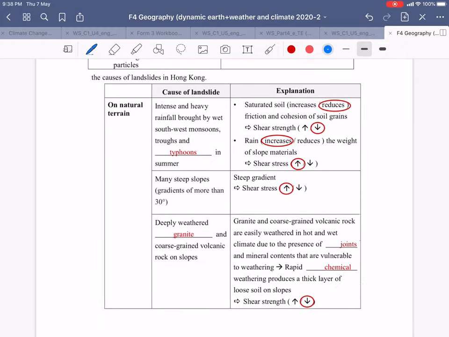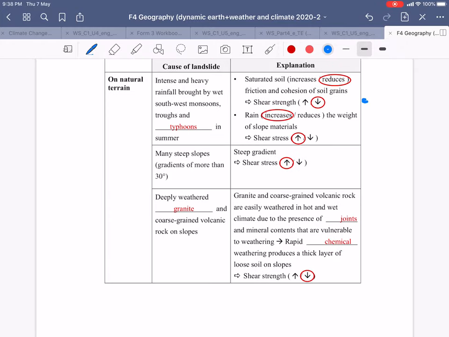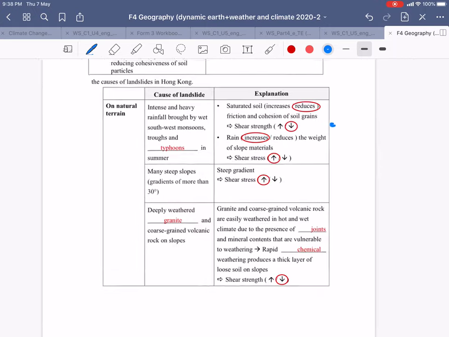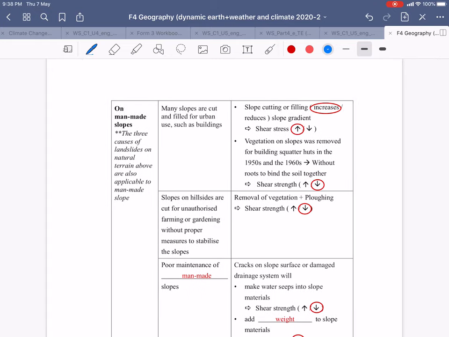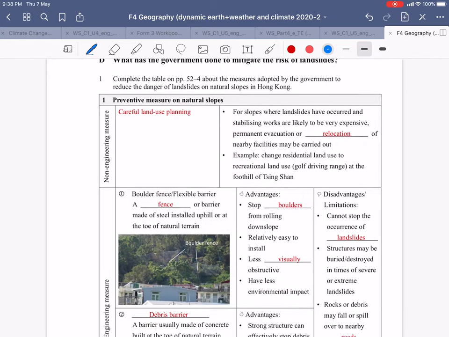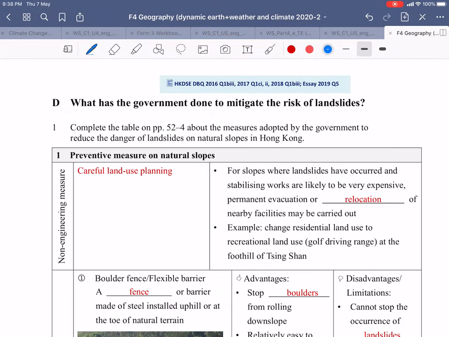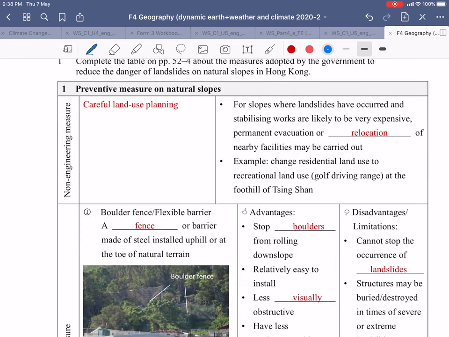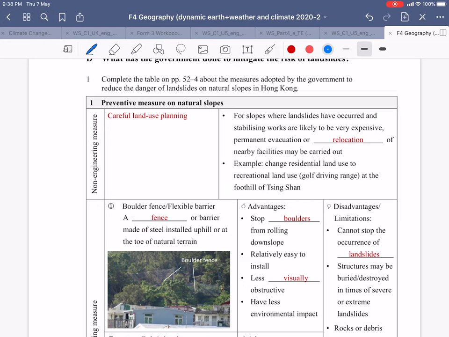And then mass wasting, this one is listing examples one by one about why landslides happen easily in Hong Kong, okay? And also about man-made slope, human factor, okay? And then this one is more important, okay? You can see there are a lot of questions talking about this, which is about the evaluation of different measures to deal with landslides, okay? For example, land use planning, what can be done, relocation, okay?